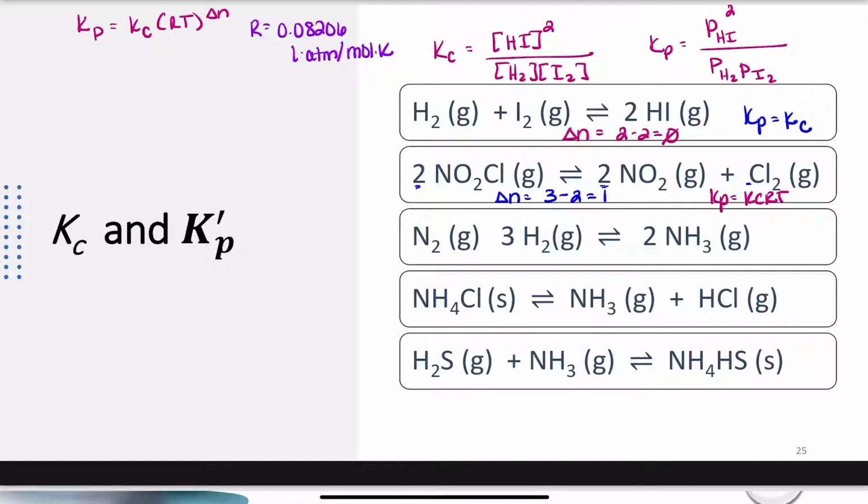What about the next example? What is my change in number of moles here? I have 2 moles of NH3 in my product. I have 1 plus 3, 4 moles between the N2 and H2 in my reactants. So overall, -2. Kp equals Kc times RT raised to the -2. Yes, that is valid.